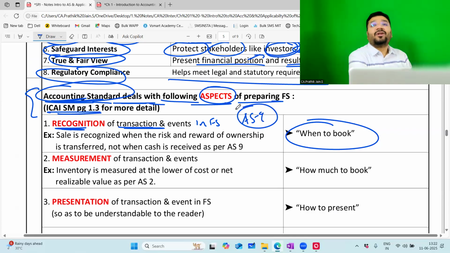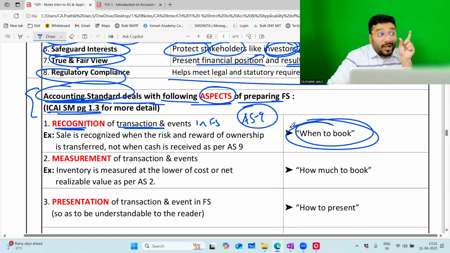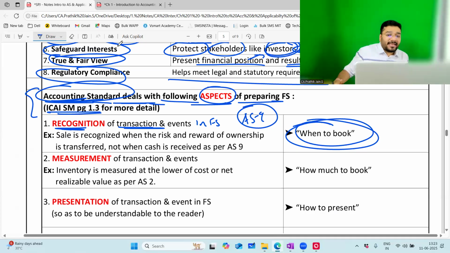AS 9 talks about revenue recognition: how the revenue should be recognized in the books of accounts. When to book it, at what point of time, at what stage we have to book it. We have studied this already in the foundation. Income should be recorded only when the ownership of the goods is transferred. That is nothing but recognition. When the ownership is transferred, record your income. Recognize means record. Any problem?